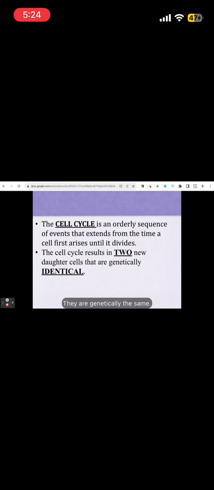If the cell's not actively in the cell cycle, then it's in G0, where it's just resting until it receives some type of signal that it's needed to replicate, and then it will enter back into the cell cycle. The cell cycle, as I said before, results in two new identical daughter cells. They are genetically the same.